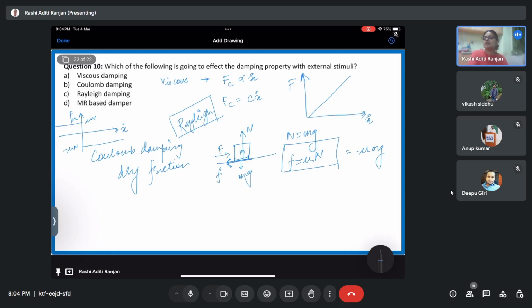For passive dampers, we can use a spring mass dashpot system, but the mass is going to be constant, the damping is going to be constant, the stiffness is going to be constant. However, in case of active dampers, we can change the property of the material, and on that basis change the stiffness and damping, which is helpful for active damping applications. So the answer of this is going to be MR based damper.